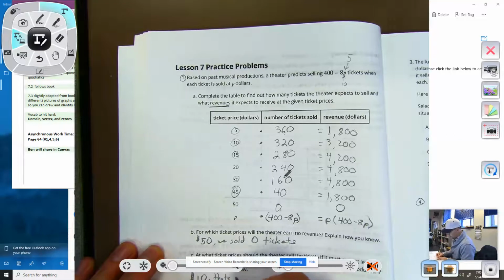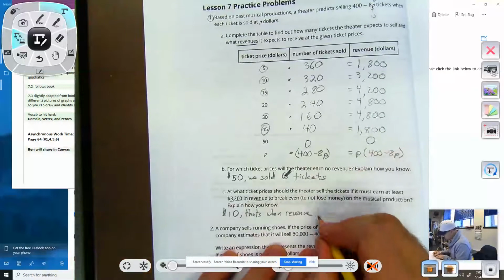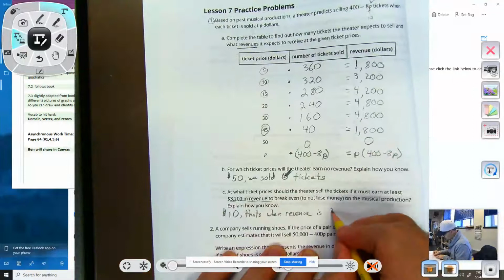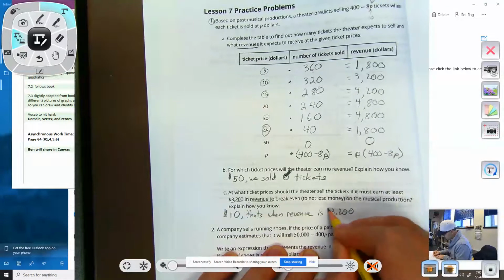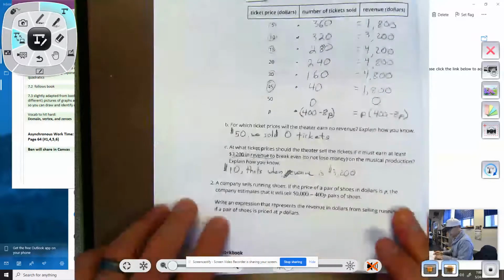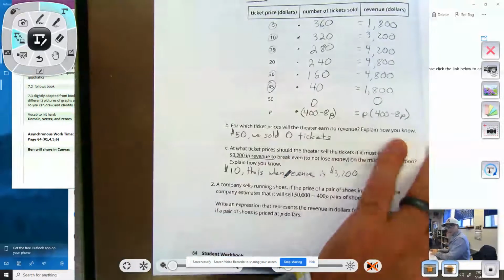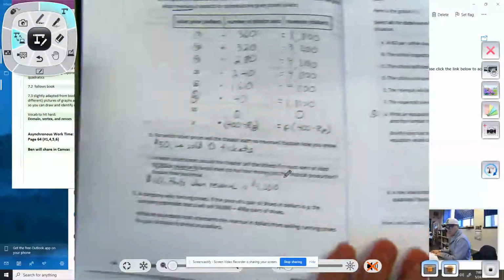That's 3,200 in revenue from our table right there. Okay. All right. That's the end of number 1. Let's go ahead and move on to number 4.